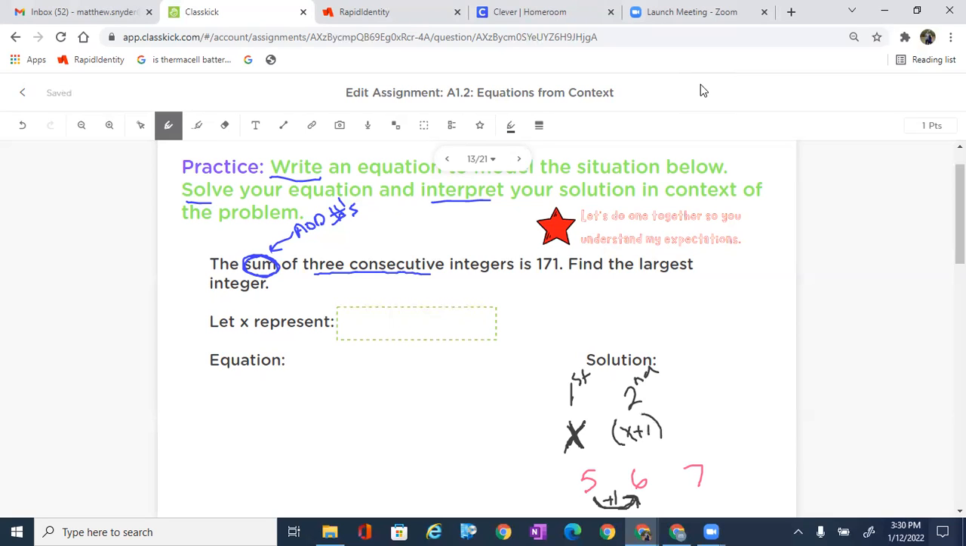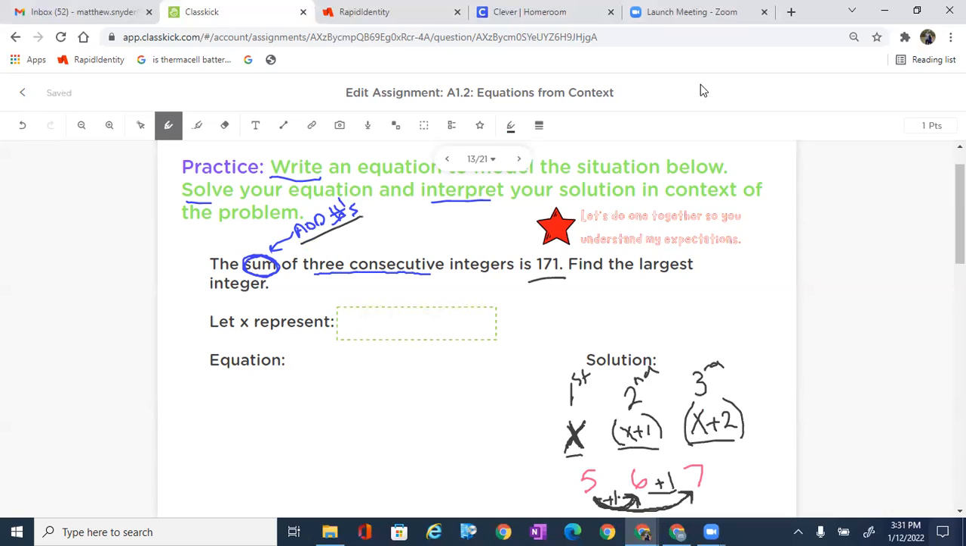Well, how do we get to the third number? If I start with 5 and I want to go all the way to 7, all I got to do is add 1 more. So really I'm saying 5 plus 1, plus another 1, or in other words, plus 2. The third number is simply the first number x plus 2. Okay, so now we have our three consecutive numbers. They are x, x plus 1, and x plus 2. And what we want to do is add them to get a total of 171.